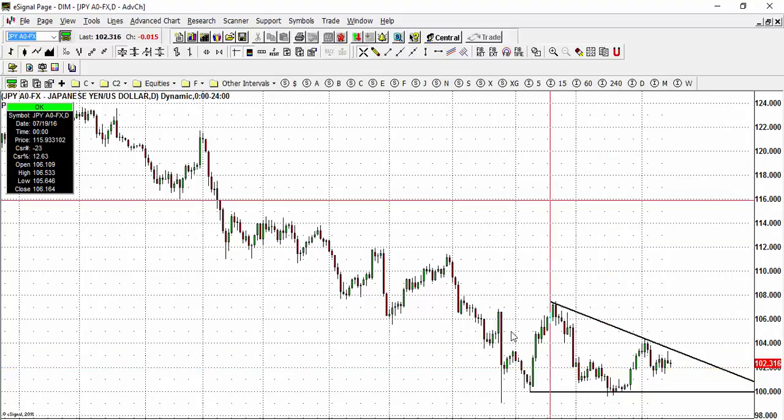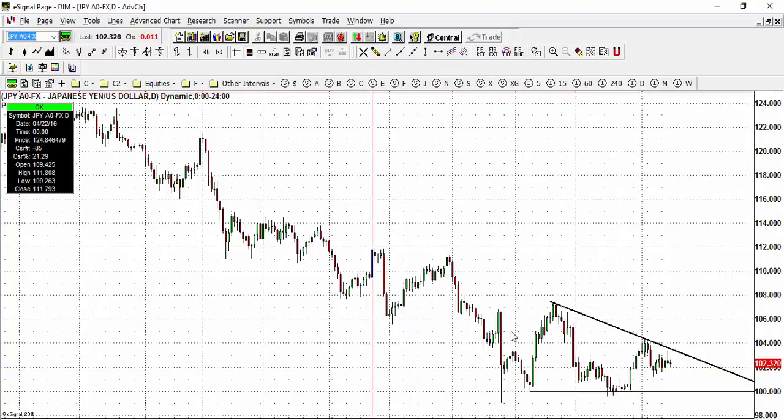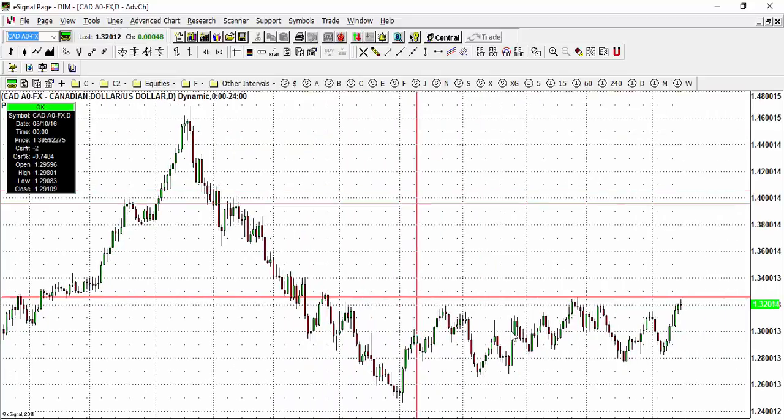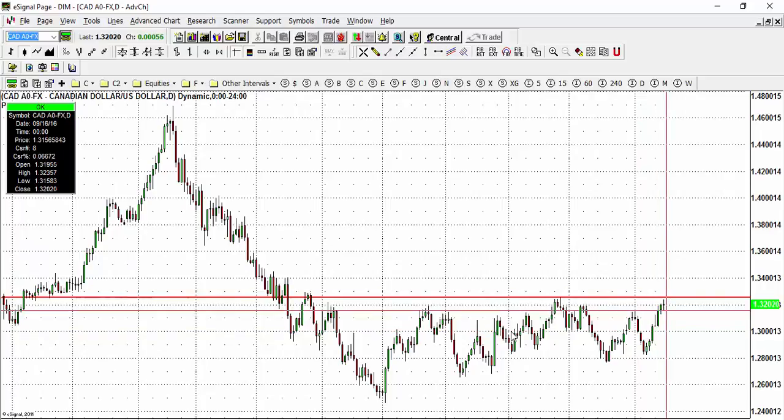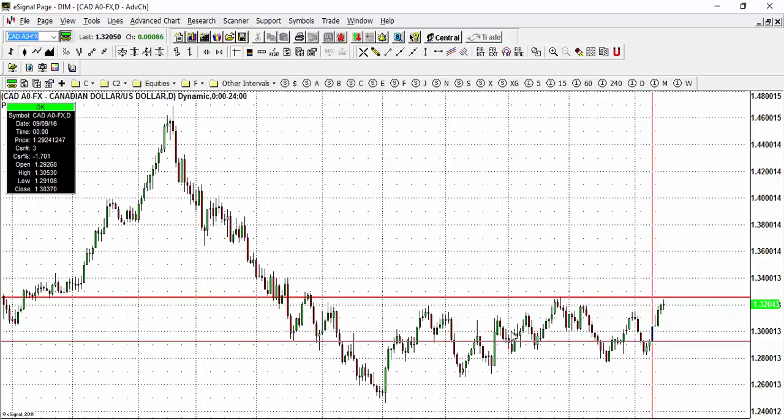Okay, looking at the Canadian dollar, we see that we're at resistance in the Canadian dollar, and for the bullish US dollar, folks, we want to see the market close above this red line here. And if we do close above this red line, we could see further gains in the Canadian dollar.